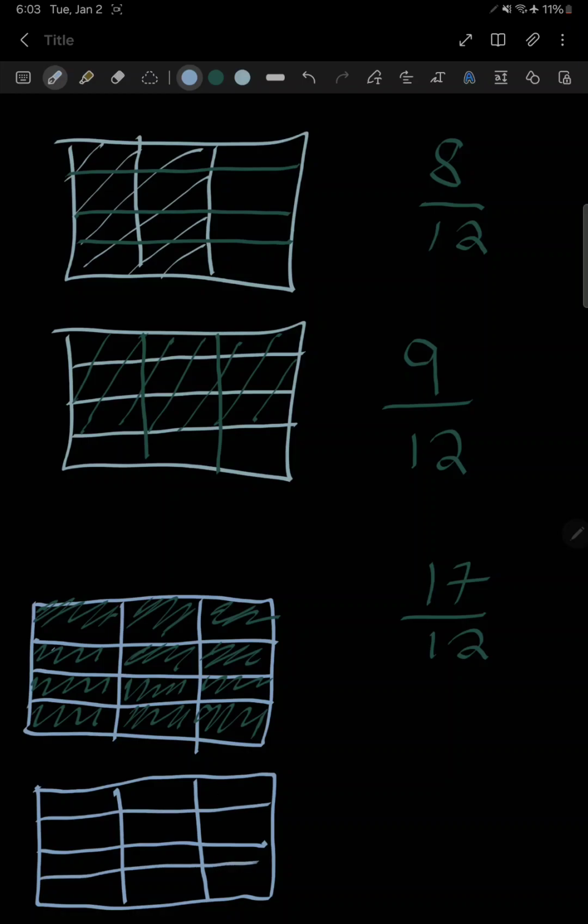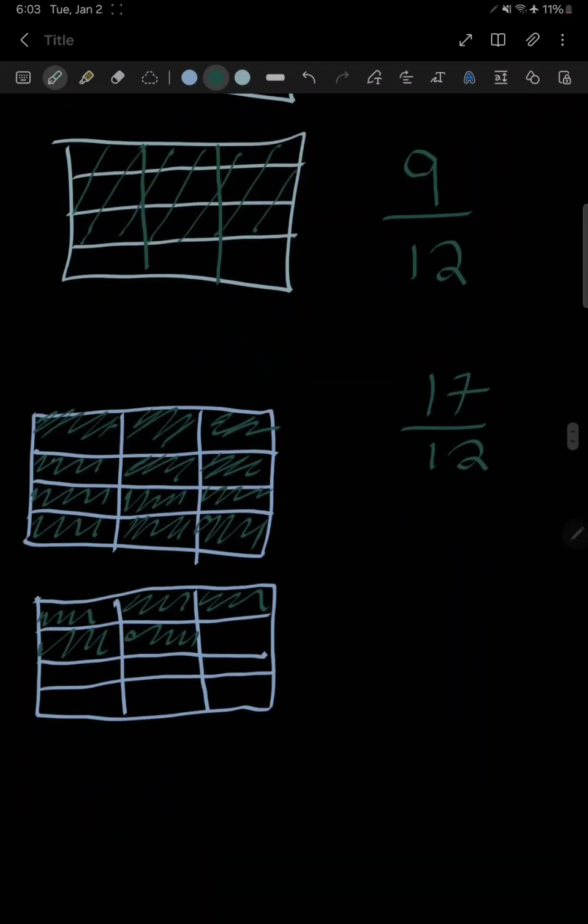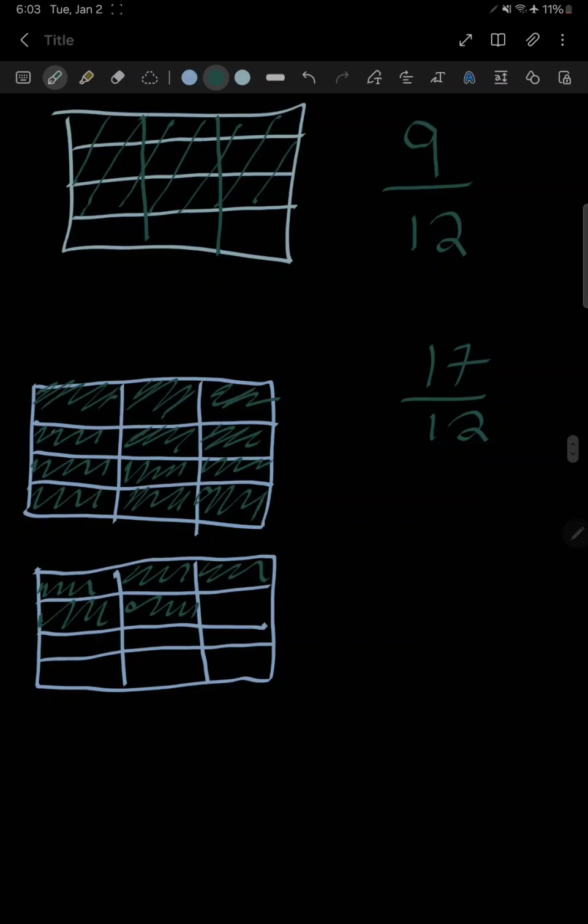So there are my 12ths. And then I can go in and add the rest of those boxes that I wasn't able to fill in here. So I had 12 here, I needed 17, so 12, then 13, 14, 15, 16, 17. Okay, so there is my model of 17/12, which is my answer.